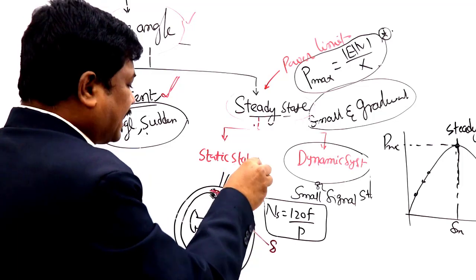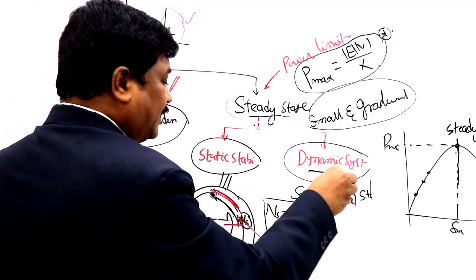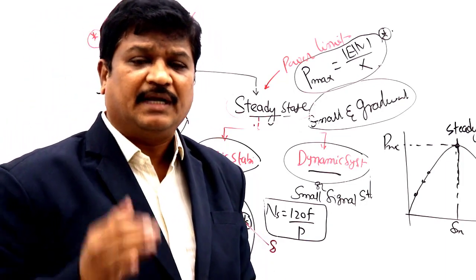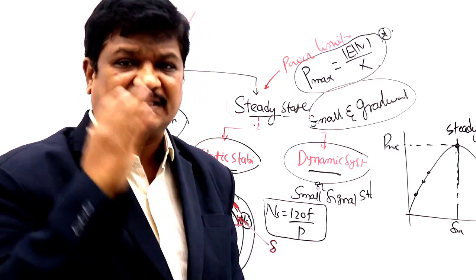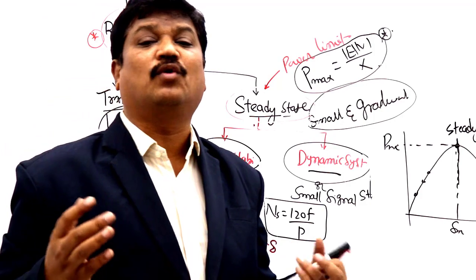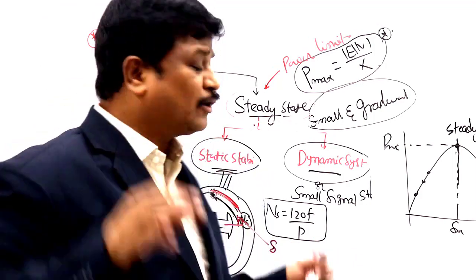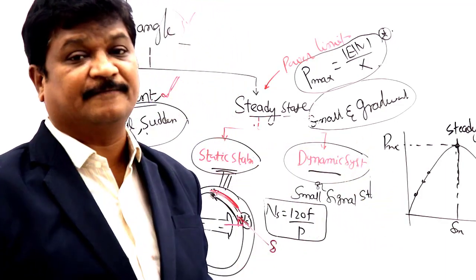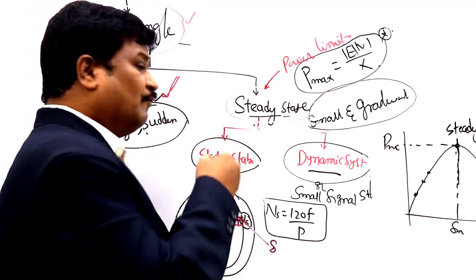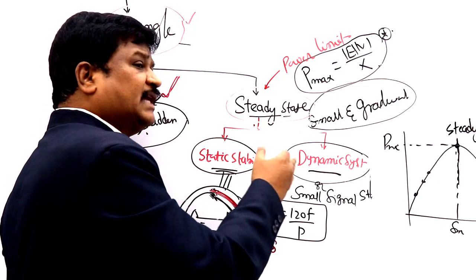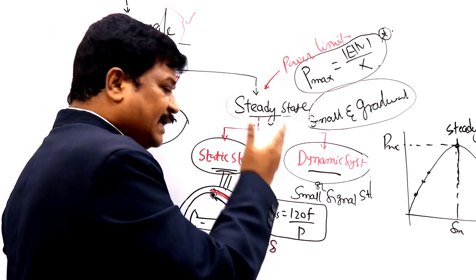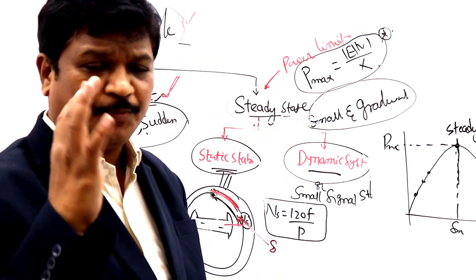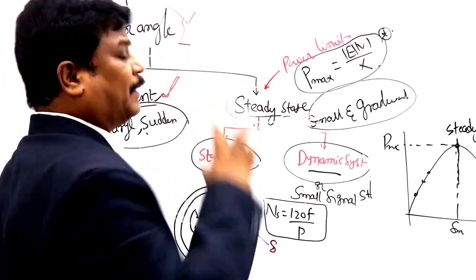And steady state stability can be categorized as static stability and dynamic stability. Static stability is an inherent stability. It attains stability without the aid of automatic voltage regulators. With the aid of an automatic voltage regulator, the stability is obtained. That type of stability is called dynamic stability. That is the small difference: without the aid of AVRs, automatic voltage regulators, versus with their aid. Nowadays, dynamic stability is called small signal stability. I hope you got some points regarding the introduction of power system stability.